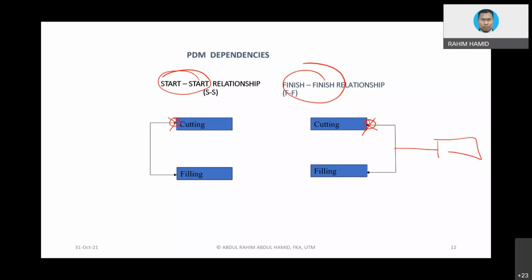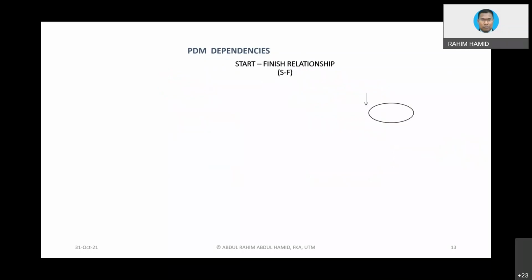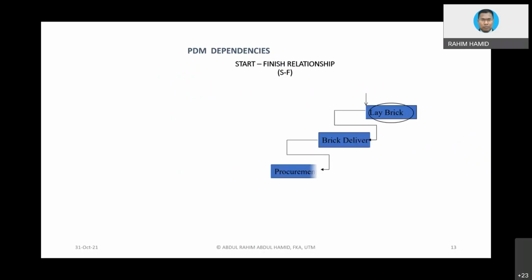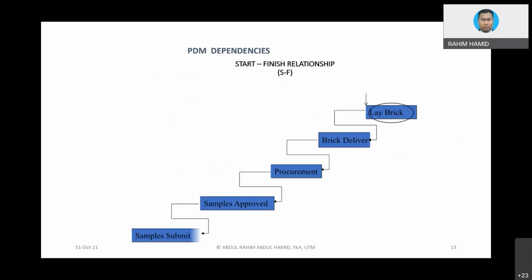And lastly, this is the one that I mentioned to you before. It looks very funny. Start to finish relationship is completely the reverse from finish to start relationship. Okay, in what situation? Okay, it looks like this could be the situation going backward. Let's say you want to lay brick. You want to start laying brick, start. But then when you want to start laying brick, what are the activities that should be completed first prior to laying brick? This is what we call finish. Brick delivery.